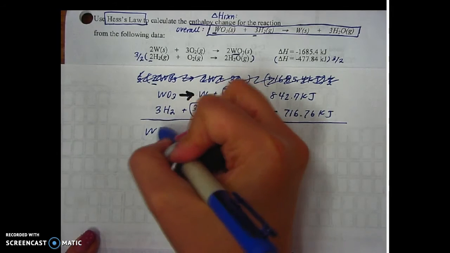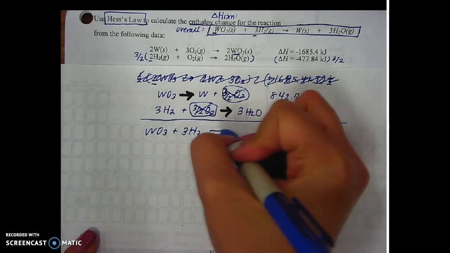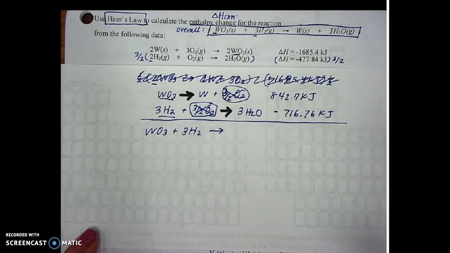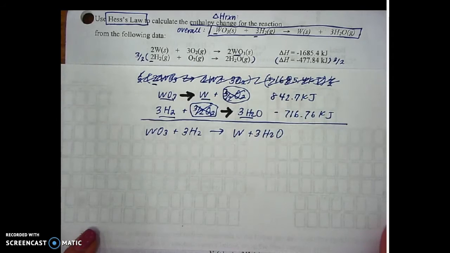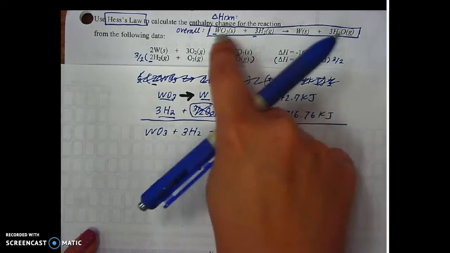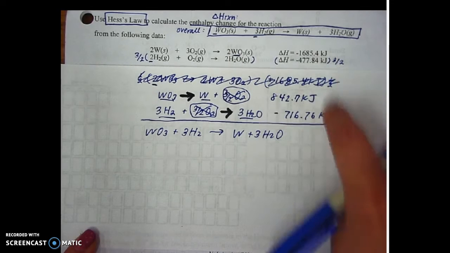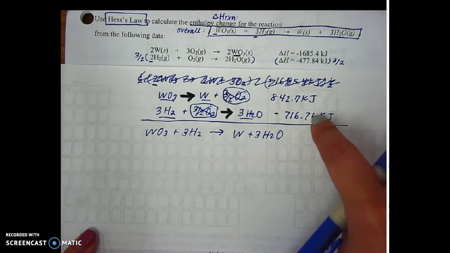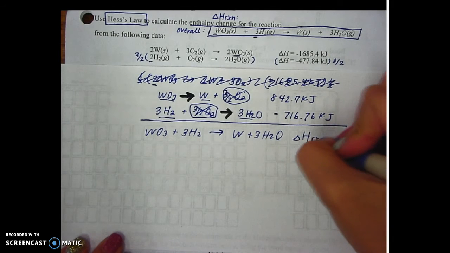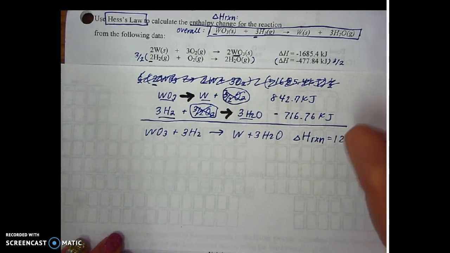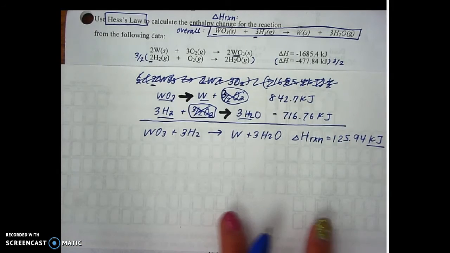So I'm going to take everything on my reactant side, all this stuff which is to the left of the arrow, and then I have this which is on the product side to the right of the arrow. And you could see that our equation here does indeed match our overall equation, so we got what we needed. And finally, for the enthalpies for these two different steps, all we have to do is add it up. So I'm going to go 842.7 plus negative 716.76, and we wind up with an enthalpy for the reaction of 125.94, and don't forget your units of kilojoules over here.